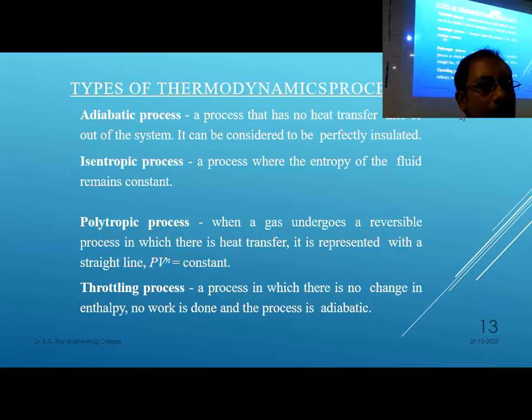See, throttling process, isentropic process. Isentropic process means the entropy is constant. Joule-Thomson experiment is an isenthalpic process. Isenthalpic means the enthalpy is constant. Enthalpy means heat content. Throttling process, where there are a lot of holes and through that hole, the nozzle, the gas is going out. That is a phenomenon. Separation of two different gases by this throttling process.